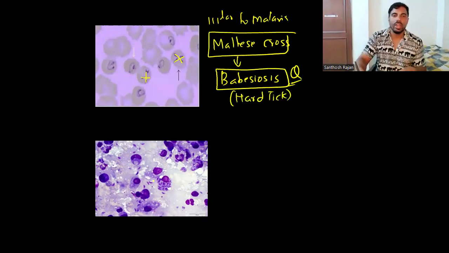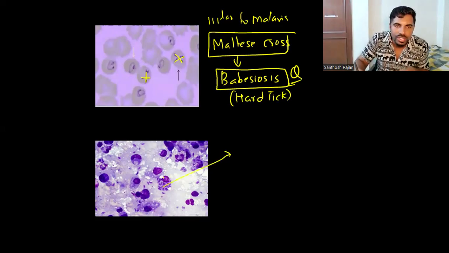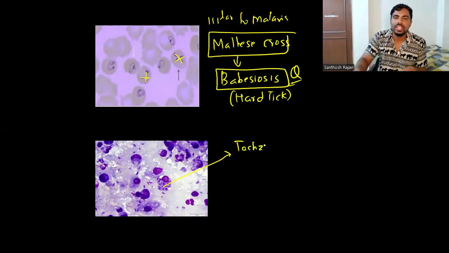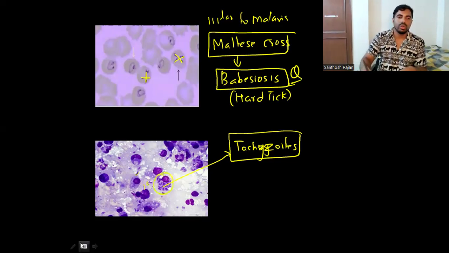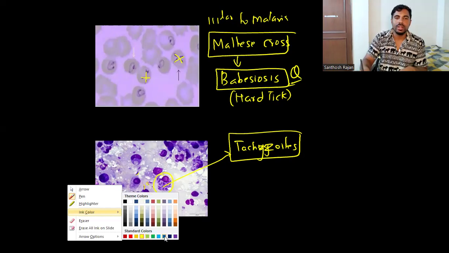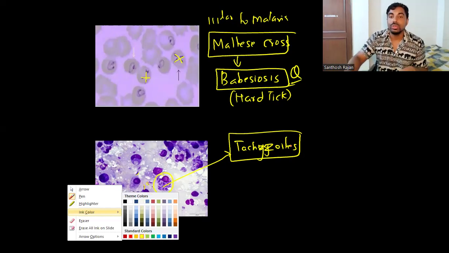Okay, look at this. Now, inside your macrophage or PMN neutrophils, everywhere you see these tachyzoites. Tachyzoites means this spiral one, like a small crescent-shaped tachyzoite you're seeing. So what are your guesses? I think you must have already guessed it. What is that?